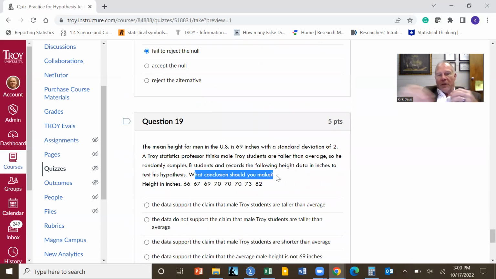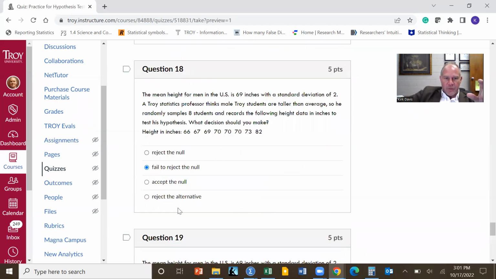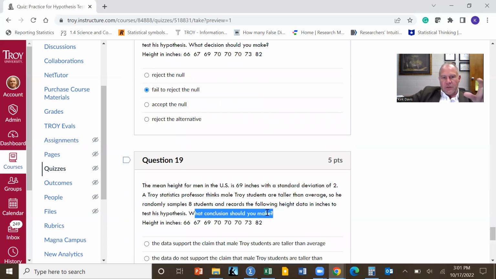What conclusion? So when I ask you what conclusion, I'm asking you, what does it mean that we failed to reject the null at the 0.05 level of significance? If you go home to someone who's never taken a stats class and tell them, hey, we conducted a study and we failed to reject the null hypothesis at the 0.05 level of significance, they're not going to know what that means. So what I'm asking you is to take this decision and tell me what it means in a real world statement.